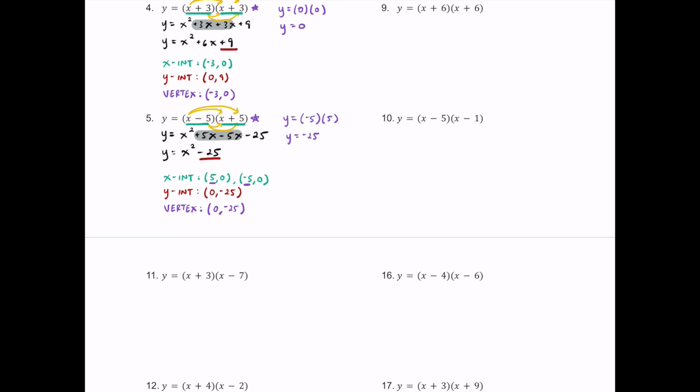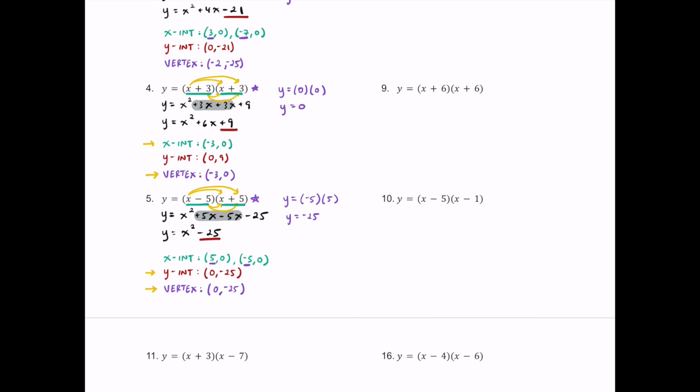So notice what happened in number 4. If we look closely, we can see that the vertex here was identical to the x-intercepts, and that was because you had two identical binomials. And if you take a look in this one, our vertex of (0, -25) matches our y-intercept, and that happened because our binomials are almost identical, just one has a plus and one has a minus. So let's try to take a look at that pattern in the future and see if we can notice that to help save us some time and just to notice some patterns going forward.